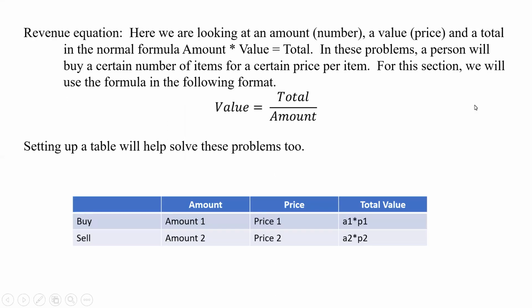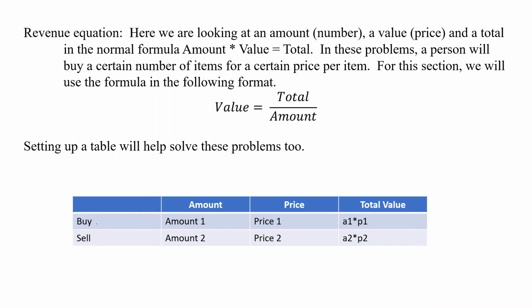So the revenue equation, we're looking at an amount, or basically a number of items, the value, which is the price per item, and a total. In the normal formula, the amount times the value is equal to the total. Now in these problems, a person will buy a certain number of items for a certain price per item. And for this section, we're going to try to get our formula into the format: the value, or the price, which we eventually switch it to, is equal to the total divided by the amount. Now we're going to be able to set up tables easily to do these kinds of problems again.